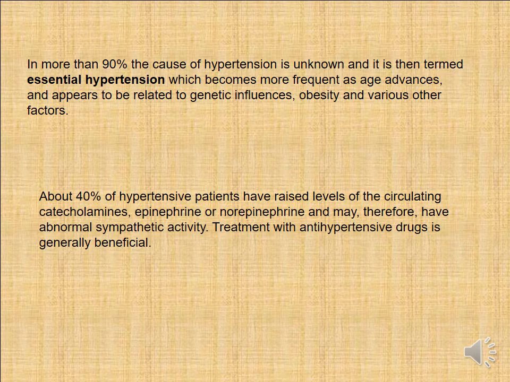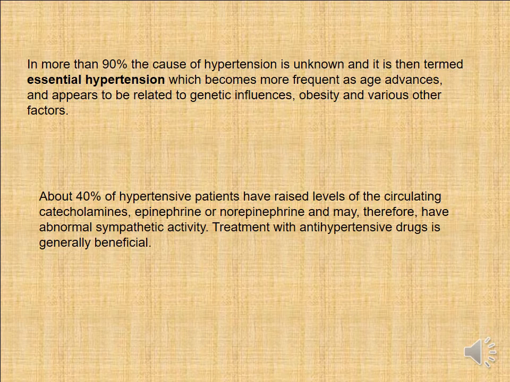And in more than 90% the cause of hypertension is unknown. It is then termed essential hypertension. معنات essential hypertension, there is no cause for the increased blood pressure, which becomes more frequent as age advances and appears to be related to genetic influence, obesity, and various other factors. حقيقة etiological factor for essential hypertension هو أهم شيء هو genetic influence, and other thing the obesity, increase in the body weight, and other factors that lead to essential hypertension.